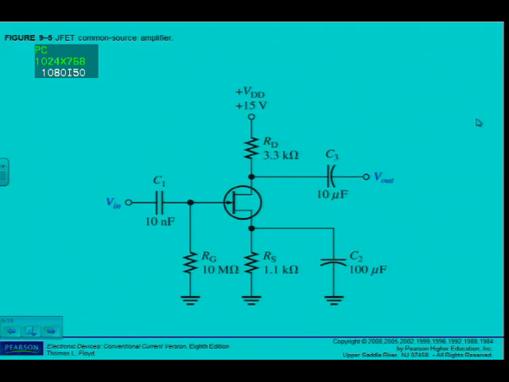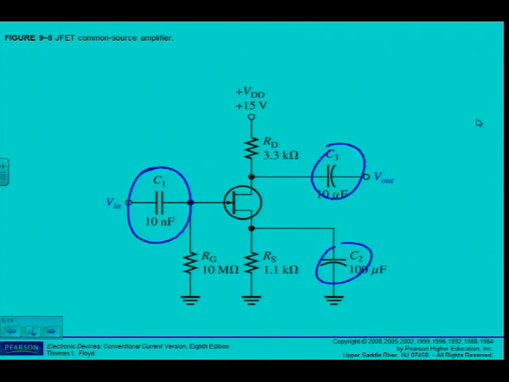Common source amplifier, figure 9.5. What is the important thing? To simplify the circuit, it's all about the capacitors, no? Right, we're looking at DC first.